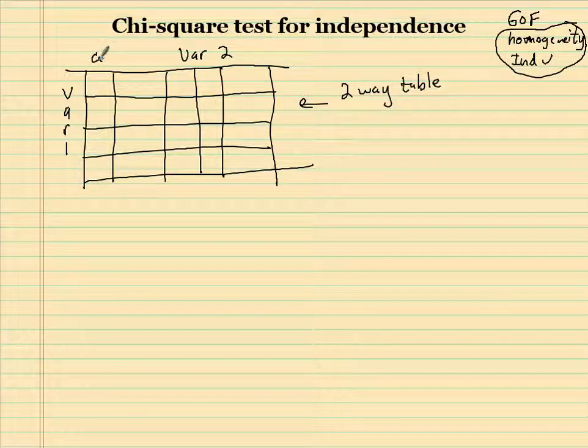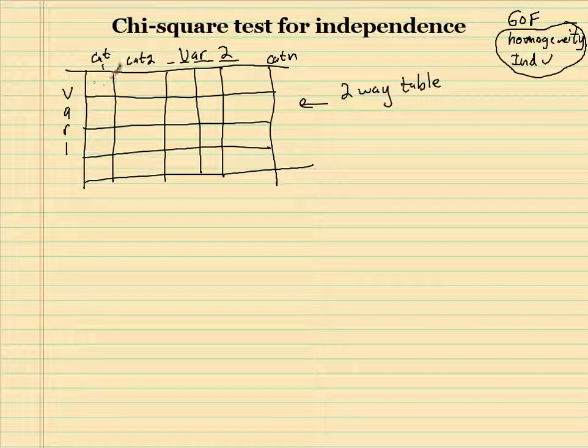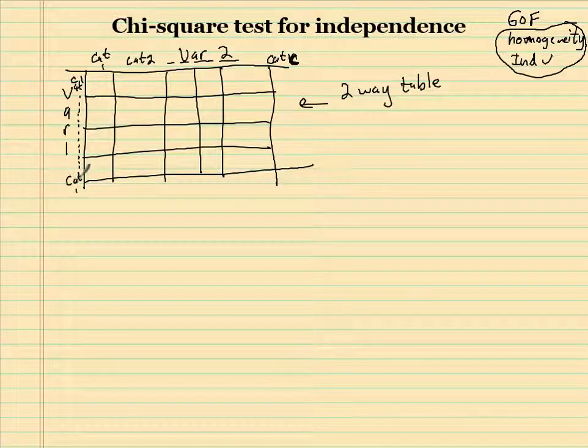So this would be category 1, category 2, and so on, for variable 2 all the way up to category C. We could have C columns, and same thing here, category 1, category 2, all the way up to category R, and R stands for the number of rows.